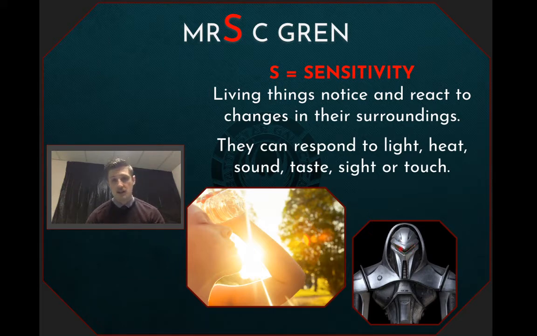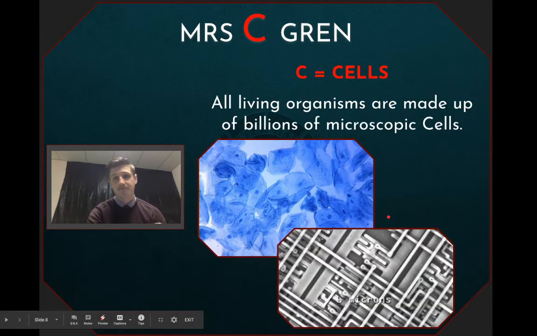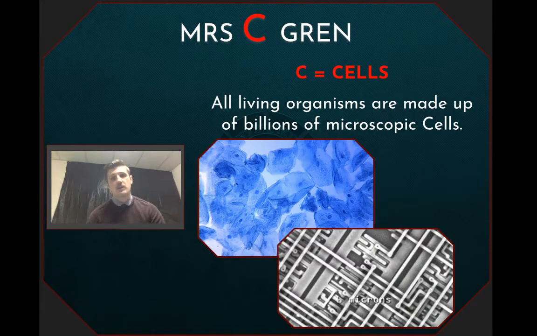Things like light and heat are abiotic factors, and we respond to those because we have senses. All right, now cells. These are the tiny building blocks of life. All living organisms have them, and they are microscopic, very, very small, and there's a reason for that, which you'll cover when you look at cells in a specific video. But we are made up of them, right down to a single-celled organism like bacteria. If you have cells, you are considered living.